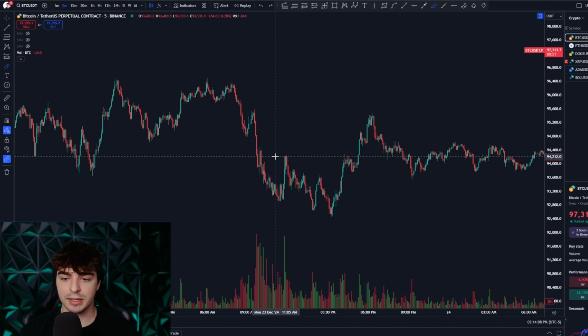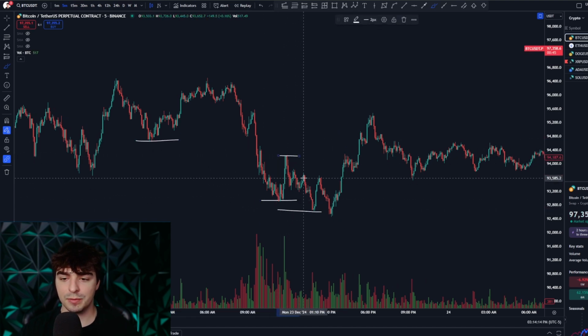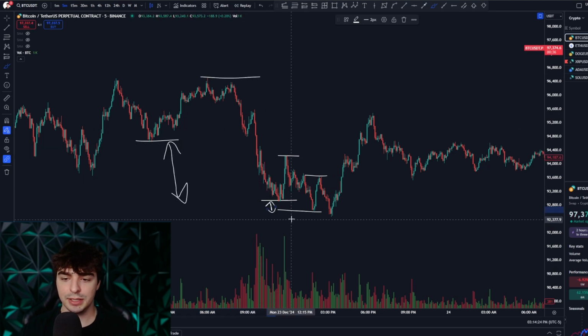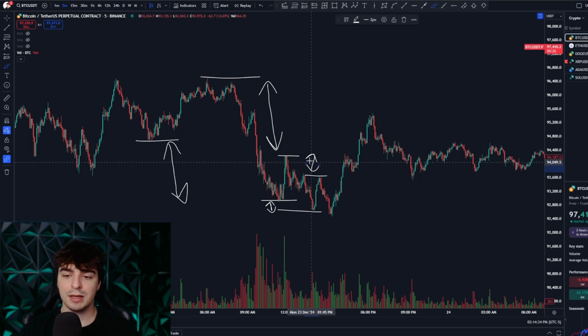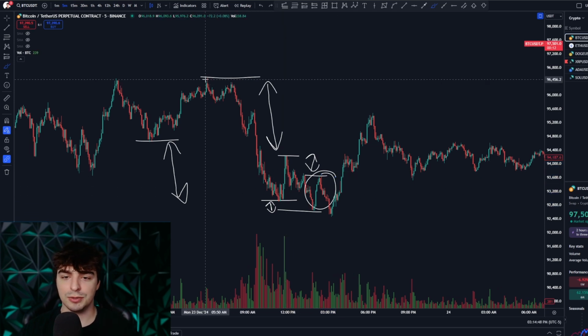We'll now take a look at this. Okay, projection is decreasing, and now look at the pullbacks. Let's mark out everything here. Okay, projection has decreased, and now let's take a look at the pullbacks. The pullbacks are getting less shallow, or in other words, they're getting deeper. Why? Because the distance between the highs is getting smaller. So this pullback here is much deeper than this pullback here compared to the swings.